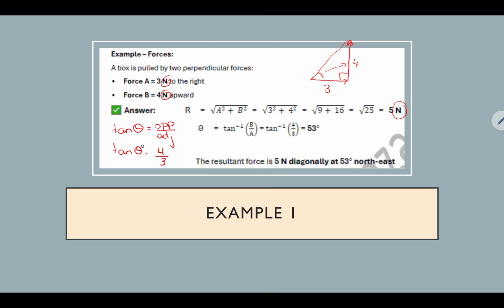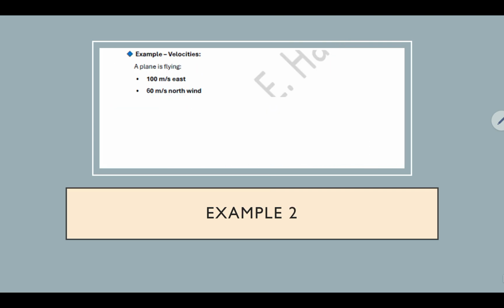If I want to just get theta, on your calculator, you're going to do shift tan 4/3, which will give you your answer in degrees. And don't forget to put the direction. As you can see, it's going north east, as you can see from your graph. Okay.